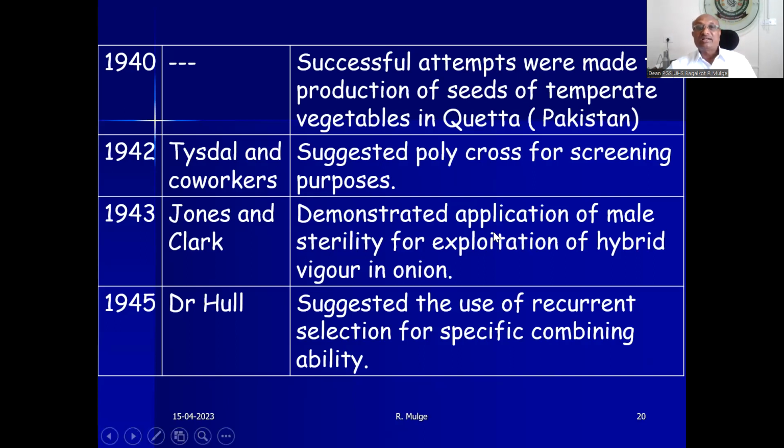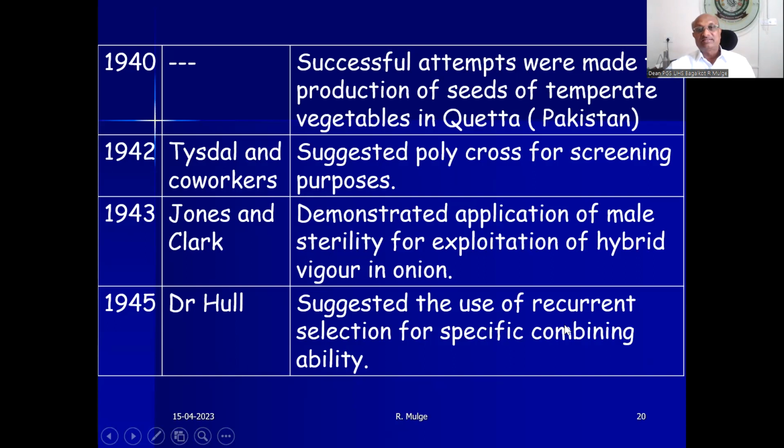Then 1943, Jones and Clark. The application of male sterility was there, but how to use this? It took a long time to utilize that. Oh, this is going to be useful for hybrid seed production. Avoid the emasculation process. You have to emasculate, otherwise it will be self-pollinated naturally. So avoid that; it is being done naturally by usage of male sterile lines. So Jones and Clark demonstrated application of male sterility for exploitation of hybrid vigor in onion. This is again one more milestone with respect to vegetables.